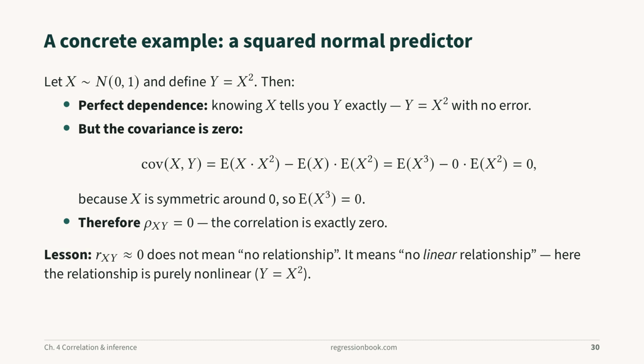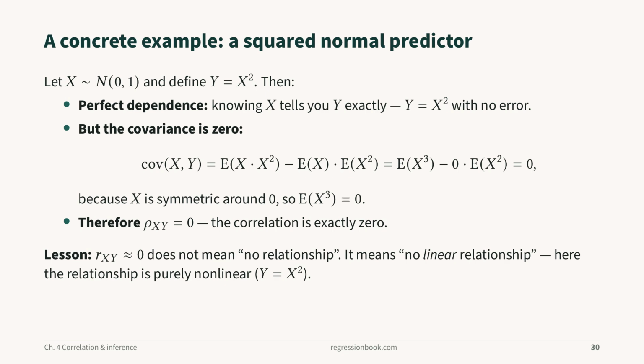Here is the canonical counterexample. Let x be standard normal and y equal x squared. Dependence is perfect. Knowing x tells you y exactly. Yet the covariance is the expectation of x cubed, and by the symmetry of the normal around 0, that is exactly 0.